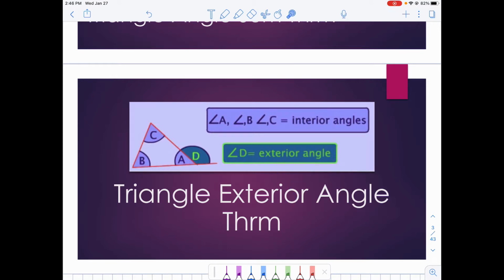So logically, let's talk about the triangle that we have here. Inside of my triangle, the interior angles are angle A, angle B, and angle C. They're inside my triangle. And as you can see, angle D is outside of this triangle, so angle D is my exterior angle. Okay, so remember we've seen 180 degrees come up somewhere. Now let's talk about that. Where did 180 degrees come up before?